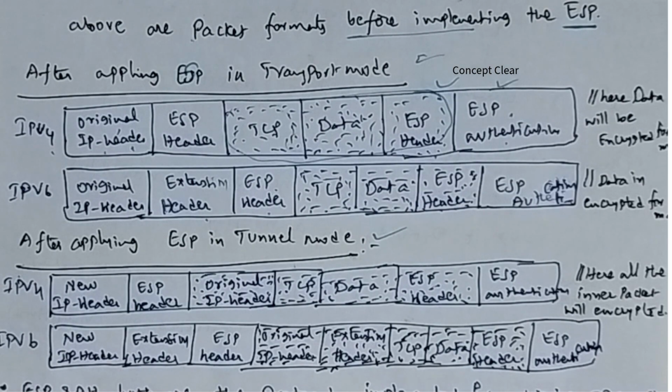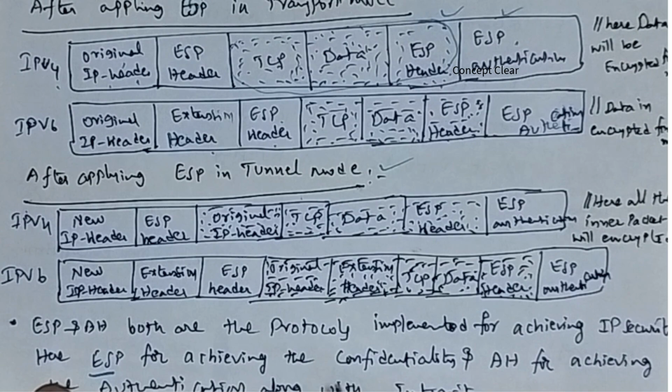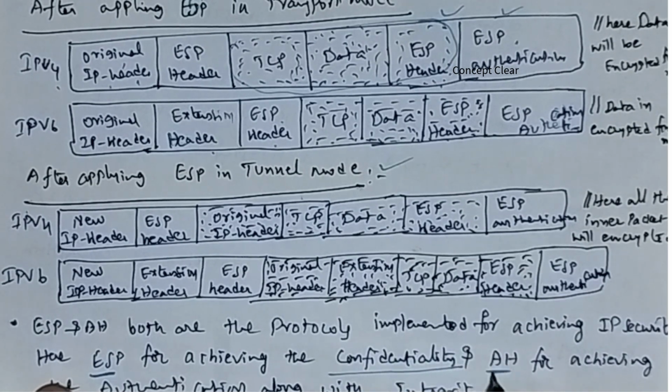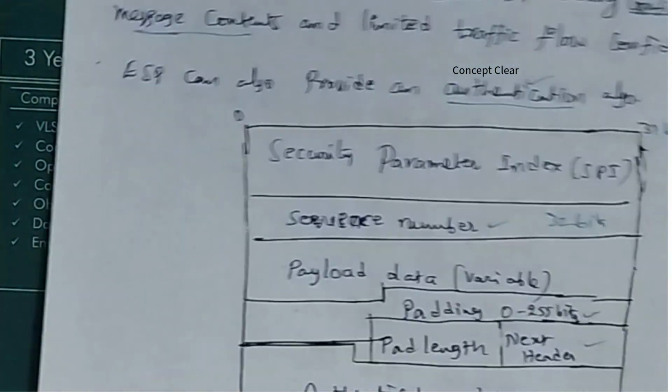Encapsulating Security Payload and Authentication Header are both protocols implemented for achieving IP security. ESP is for achieving confidentiality, and Authentication Header is for achieving authentication along with integrity. Clear? ESP for confidentiality, and Authentication Header for authentication and integrity. This is about Encapsulating Security Payload.